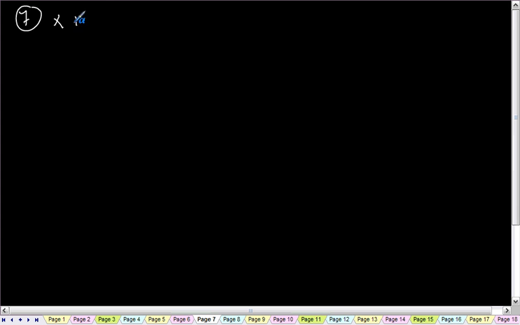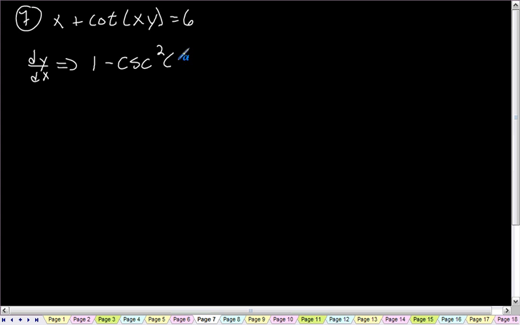They give us the function x plus cotangent of xy equals 6. Can we do the same thing? Because the x's and y's are distributed throughout, we have to do it piecemeal. The derivative of x is 1. The derivative of cotangent: I'm going to take the derivative of cotangent and then take the derivative of the inside. The derivative of cotangent is negative cosecant squared, the inside alone. Now we take the derivative times the derivative of the inside. The derivative of the inside is first times the derivative of the second plus the second, which is y, times the derivative of the first, which is just x. And then the derivative of 6 is 0.